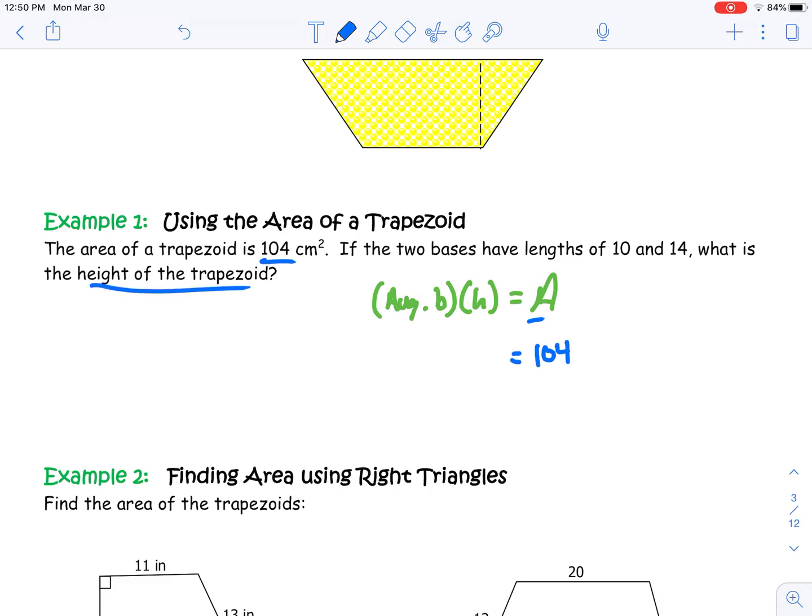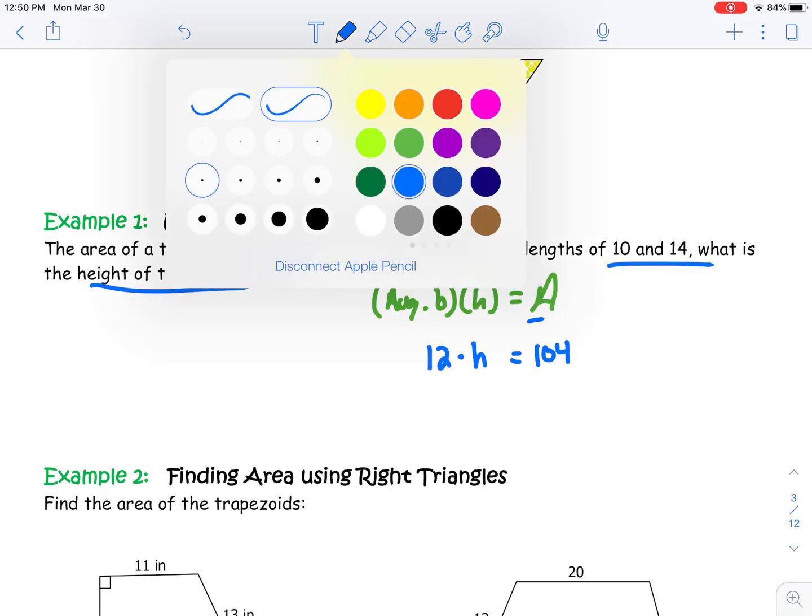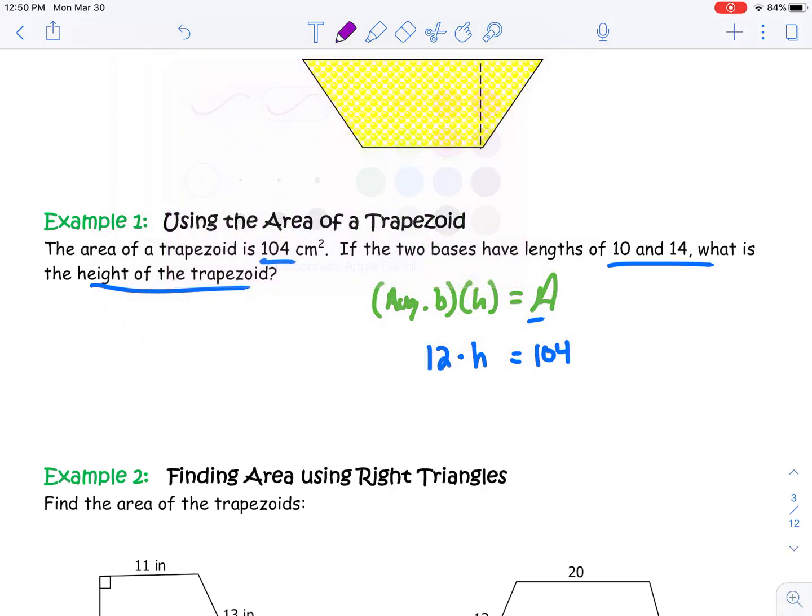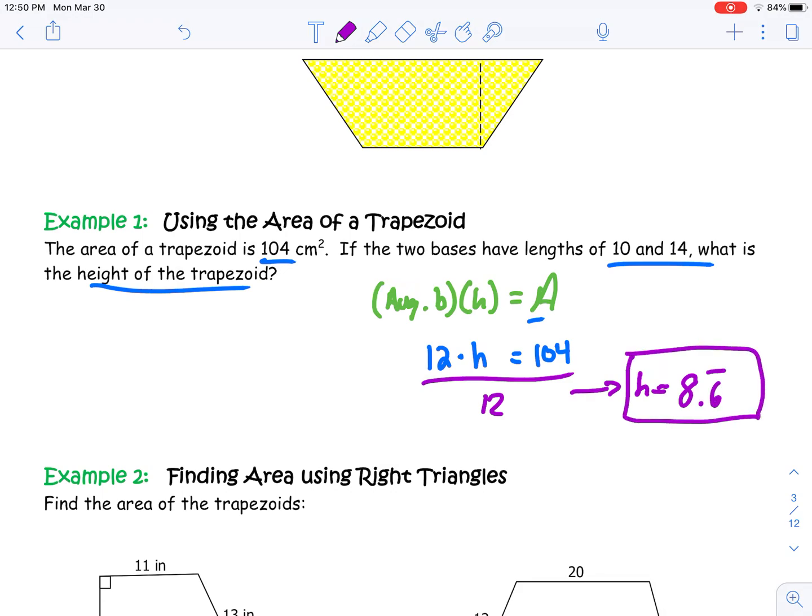I'm asked to find the height, so that's unknown to me. And what about the average base? Well, what's the average of 10 and 14? Well, that's 12. Go to our process here, and we say, well, I have one variable, so I can solve it. I divide by 12, and the height is thus, in this case, 8.6 repeating. That is how many units our height is.